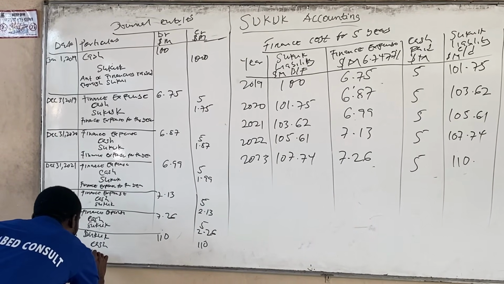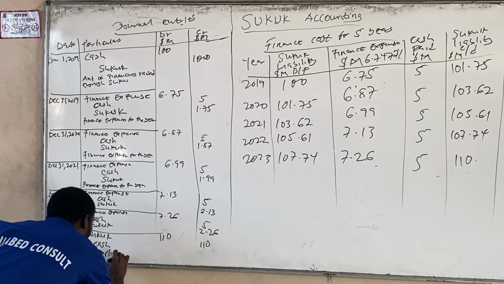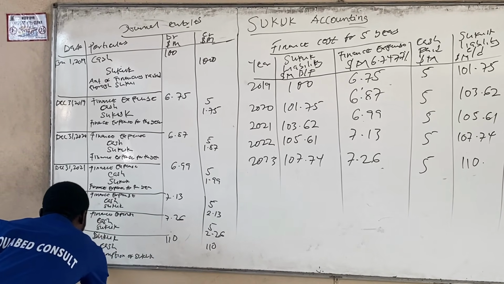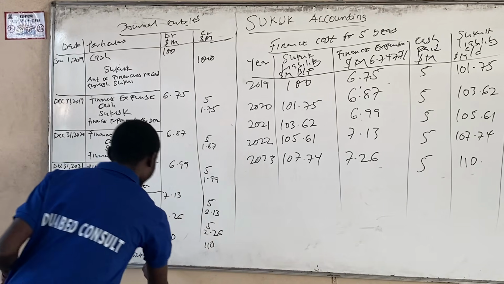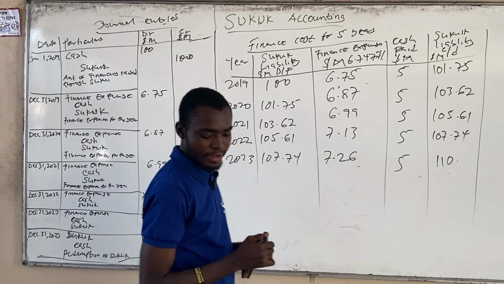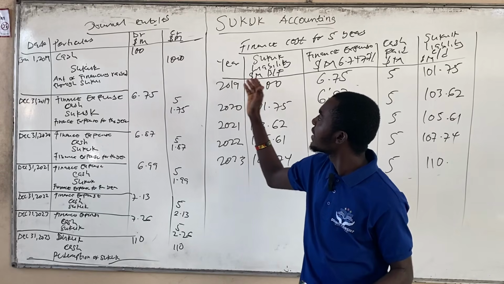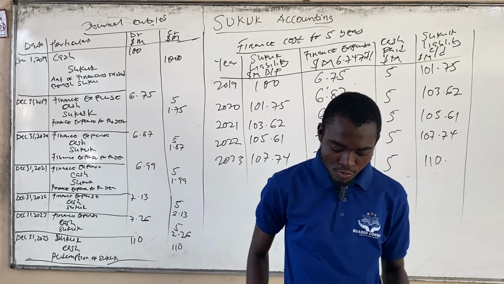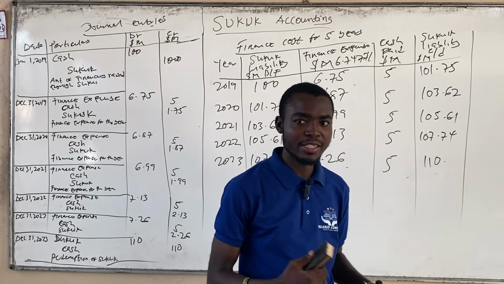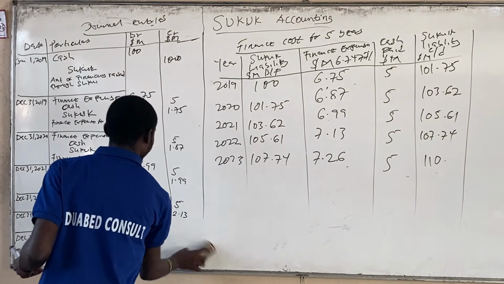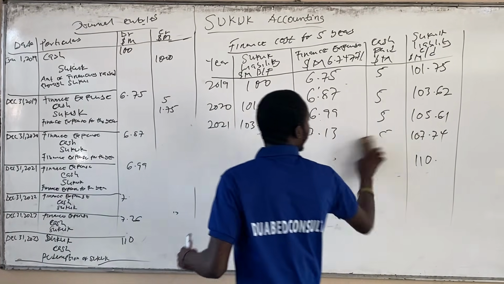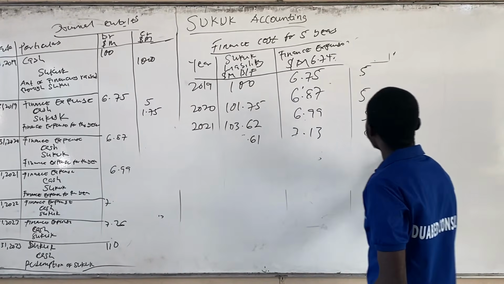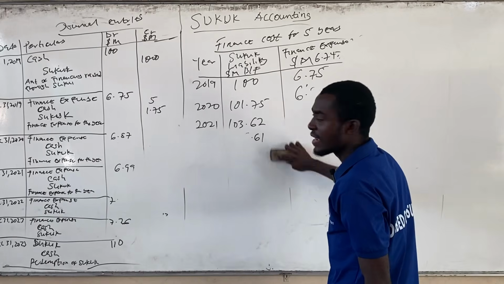Redemption of Sukuk. Okay, so we are done preparing the journal entries under International Financial Reporting Standard. So the next will be the preparation of the income statement under International Financial Reporting Standard.